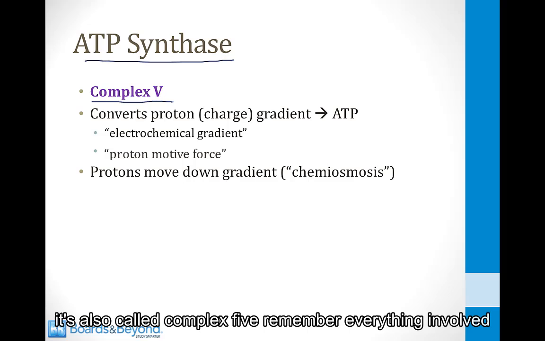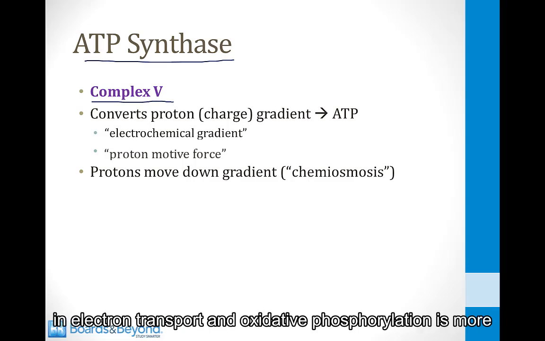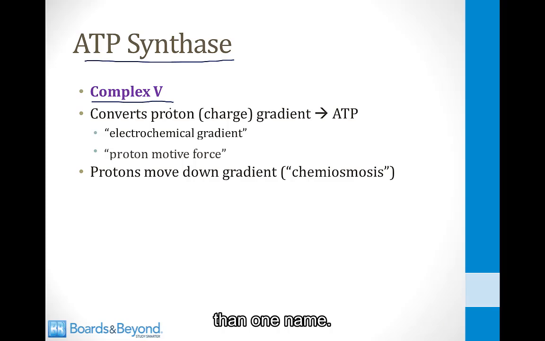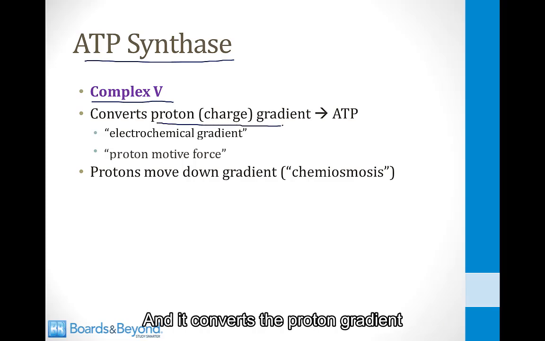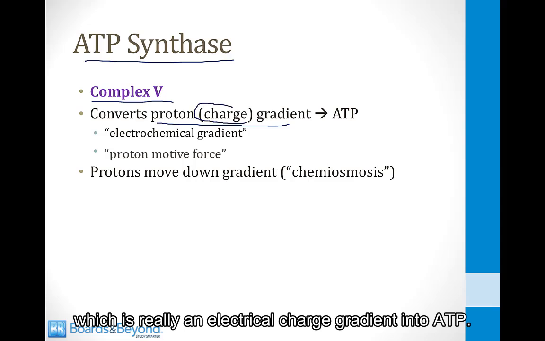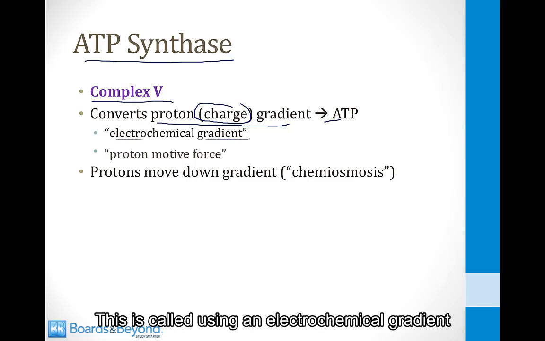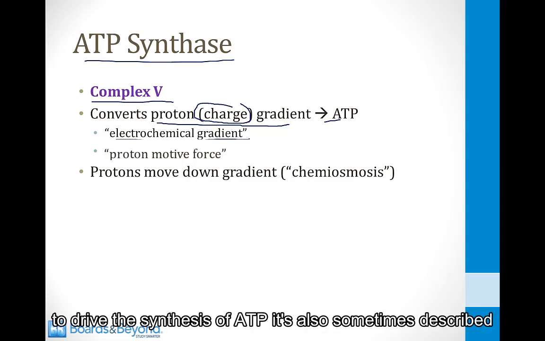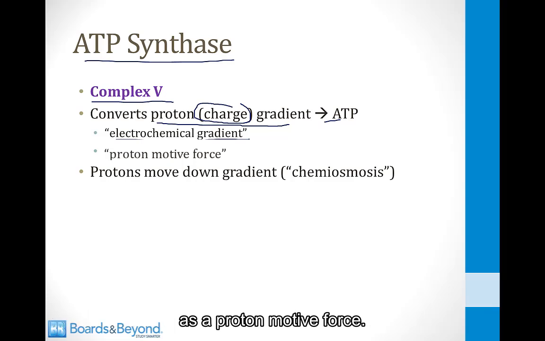Remember, everything involved in electron transport and oxidative phosphorylation has more than one name. It converts the proton gradient, which is really an electrical charge gradient, into ATP. This is called using an electrochemical gradient to drive the synthesis of ATP. It's also sometimes described as a proton motive force. The protons are essentially moving down their concentration gradient.